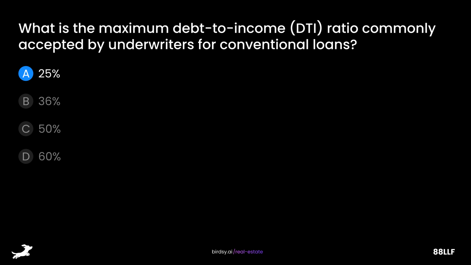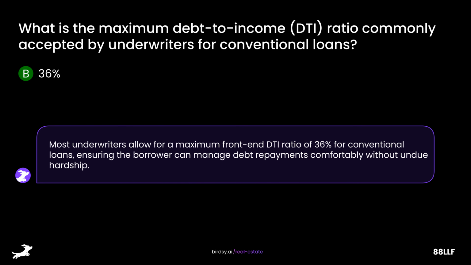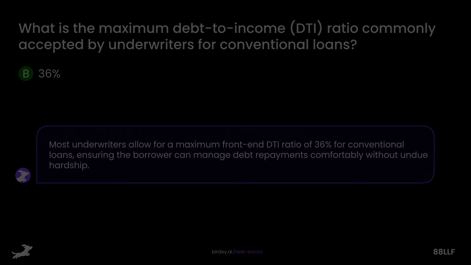Is it A, 25%, B, 36%, C, 50%, or D, 60%? The answer is B. 36%. Most underwriters allow for a maximum front-end DTI ratio of 36% for conventional loans, ensuring the borrower can manage debt repayments comfortably without undue hardship.